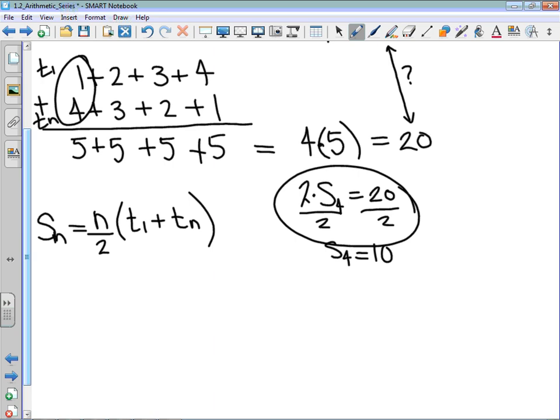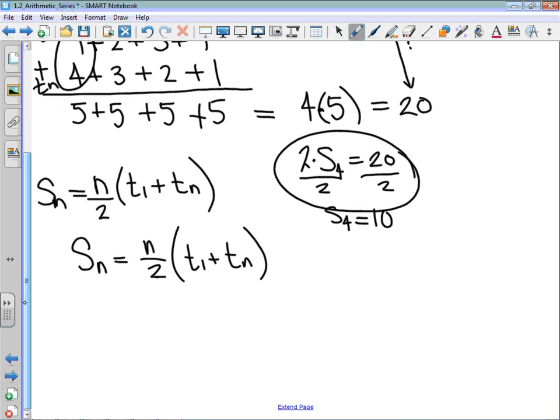This formula is Sn equals n over 2 times term 1 plus term n. This will allow us to find the sum of any arithmetic series. There's a little bit of a condition there though. We have to know what the last term is, that's Tn. We have to know what the first term is, and we have to know how many terms we're adding.